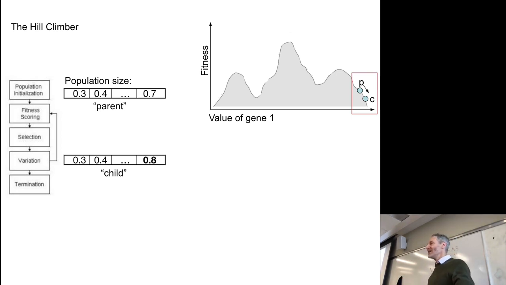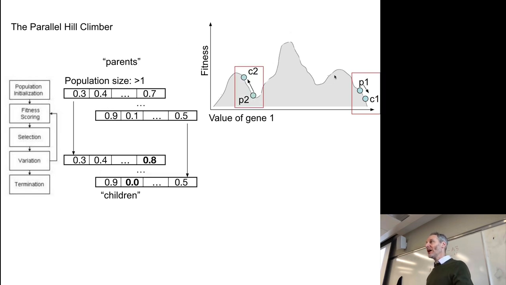The drawback of simplicity is it's a weak search method. Weak in what sense? What's wrong with the hill climber? It gets stuck on local optima, right? So we looked at the parallel hill climber.